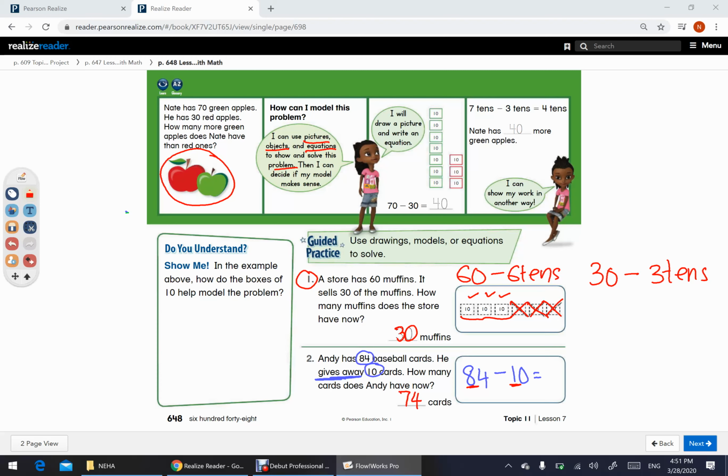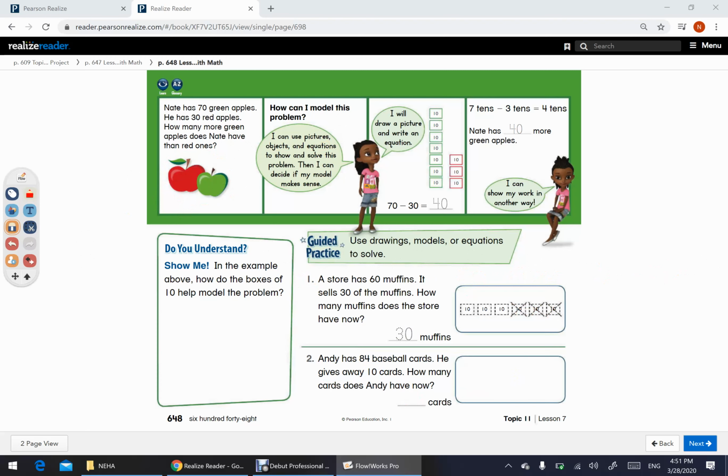Yes, it's very easy. You have to read the problem. If you read the problem, you will understand what they are asking us to find. Okay? Once again, kids, if you don't understand, please do let me know. I'm always there to help you. Okay? Now, let's move to our next page.